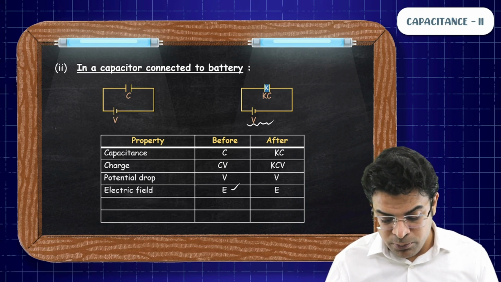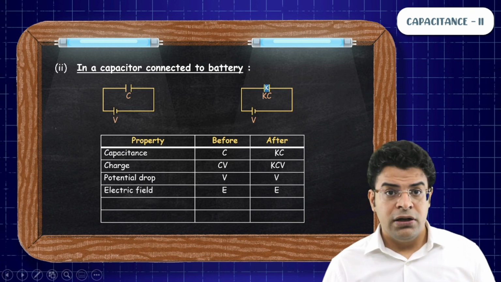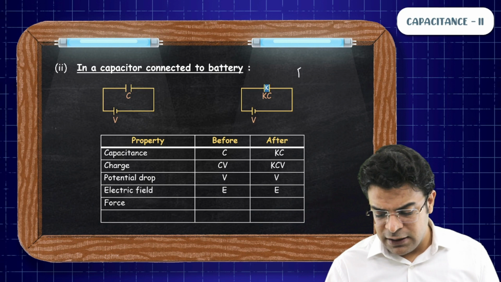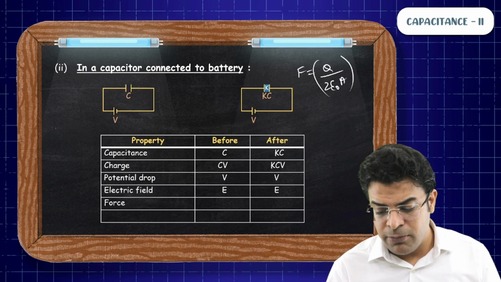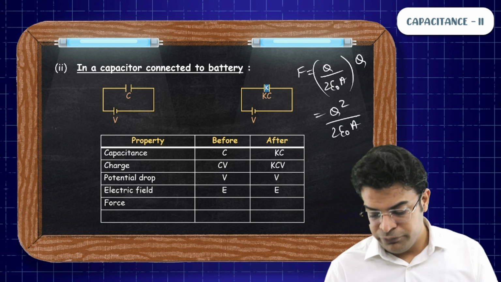So this is something important. Students do it wrong all the time. Keep your mind on this. The next one, what happens to the force between the plates? So sir, we know that the force between the plates is given by Q upon 2 epsilon naught A multiplied by the charge on the second plate. So that gives you Q square upon 2 epsilon naught A.